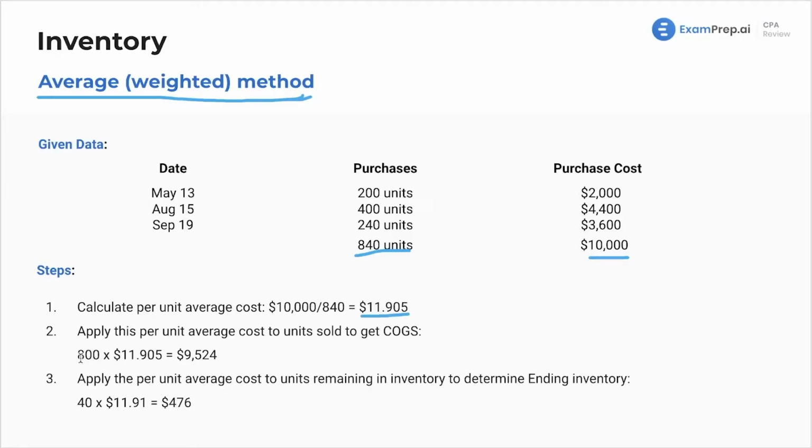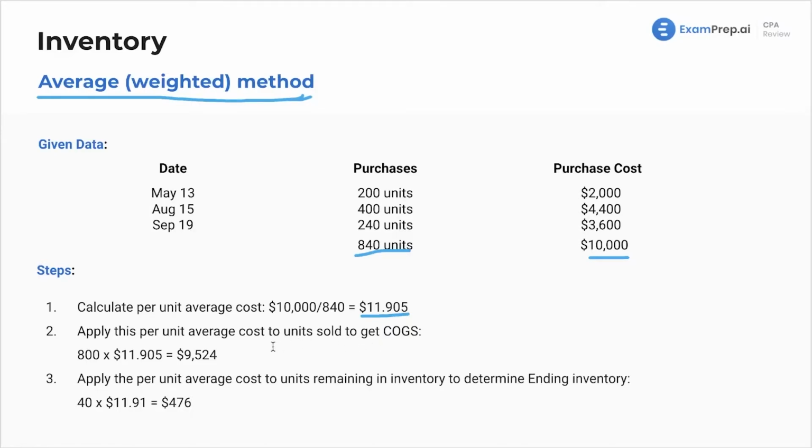So that's how we get our 800 times $11.91 for our total cost of goods sold of $9,524. That is our cost of goods sold for our weighted average method. Each question is a little different, a little versatile, right? You have to practice these and practice getting the tricks that are thrown at you each way.